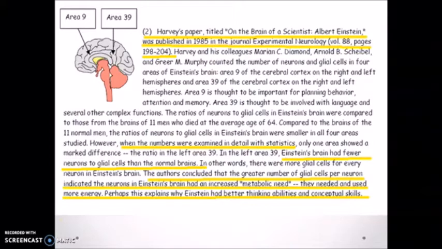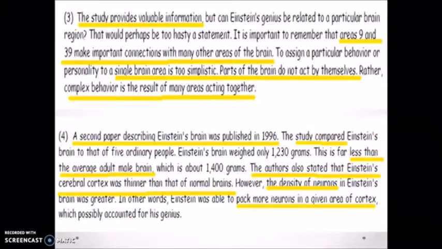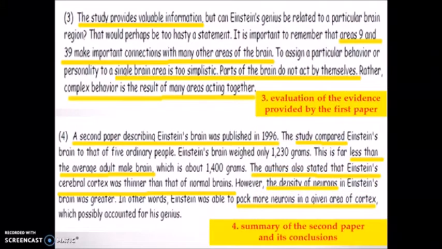The second paragraph is about the first paper, Harvey's paper, published in 1985, and its conclusions, especially the last two sentences, are the conclusions that we're looking for. What the authors conclude, how they concluded. Okay, and number 3 and 4, the second paper, of course, it was published in 1996, and its conclusions. And of course, in paragraph number 3, the study here is actually referring to the study conducted by Harvey, the first study. Okay, this is important.